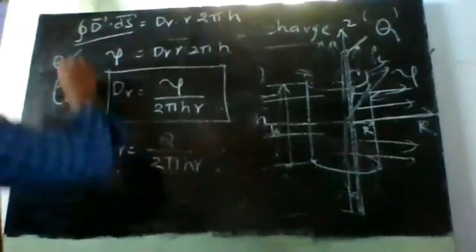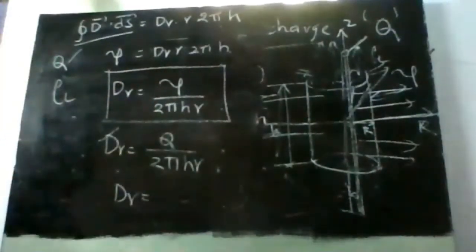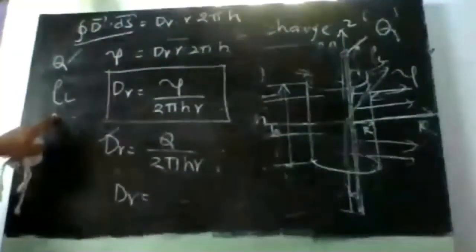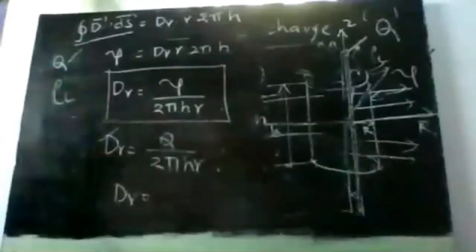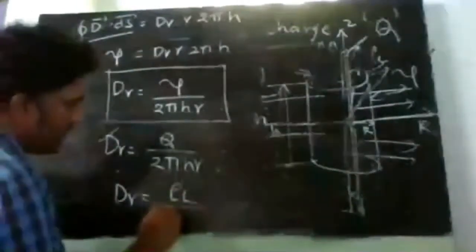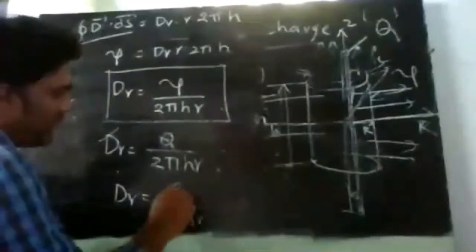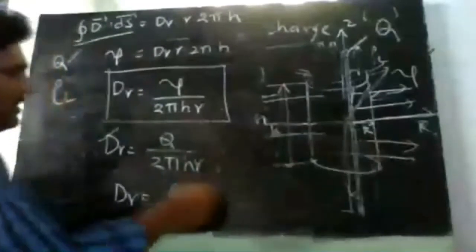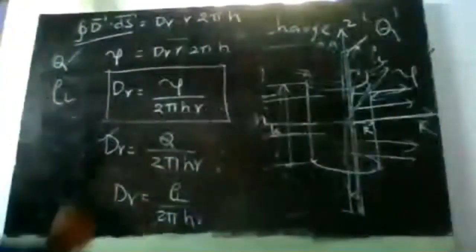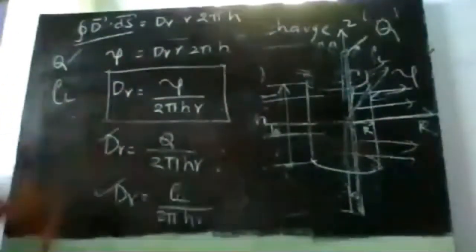If rho l is given, then I can write it for a line charge density, for an infinite line charge, not a finite line charge. The length is infinity, so if we exclude it, dr is equal to rho l by 2 pi h r. Here the length can be written as a small l, or left out. This will be the expression that we want to get. Understood? I think it is clear now.